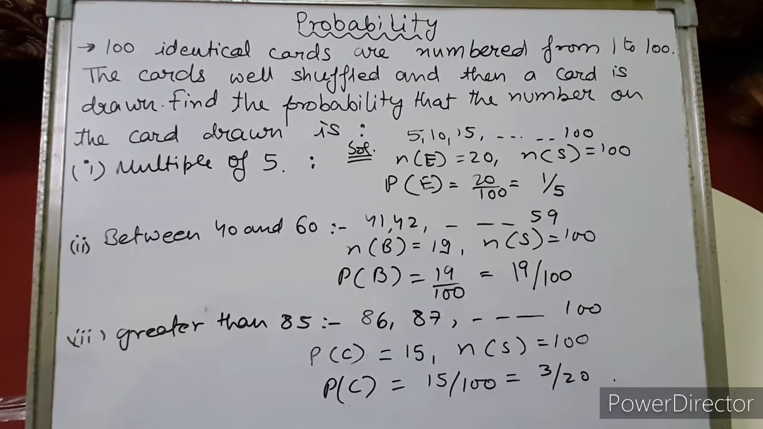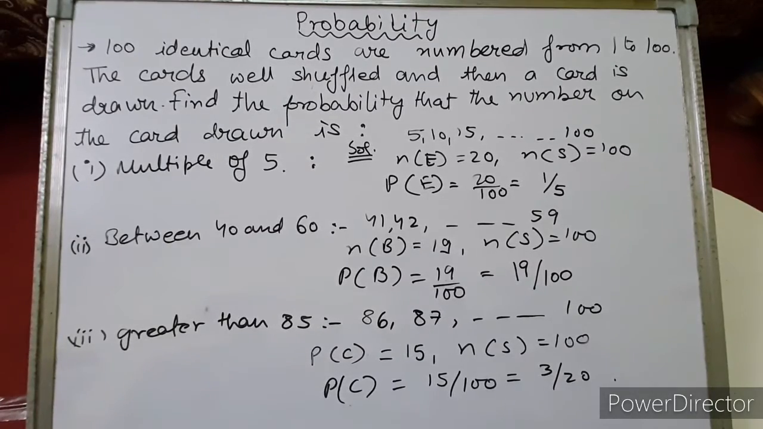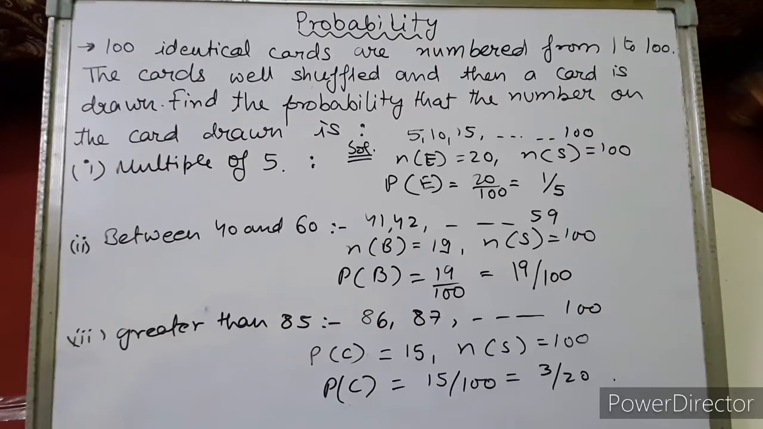It is given that 100 identical cards are numbered 1 to 100. The cards are well shuffled and then a card is drawn. Find the probability that the number of the card drawn is, number 1, a multiple of 5. Then they are saying that the 100 cards are there, numbered 1 to 100. From those well shuffled cards, one card is drawn, and what we have to calculate is that the card drawn is a multiple of 5.